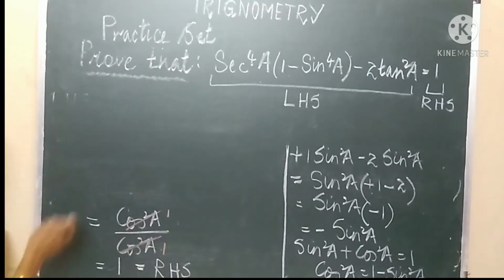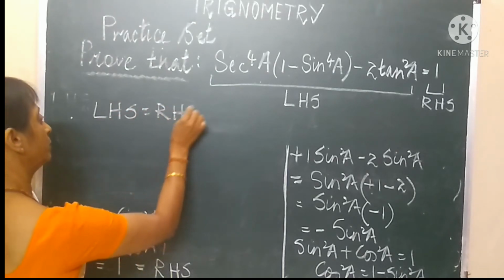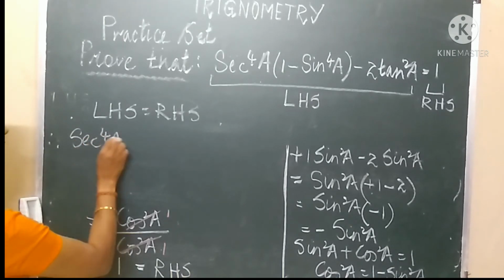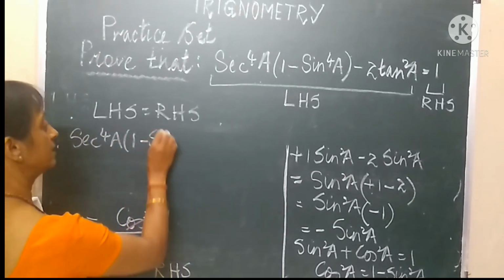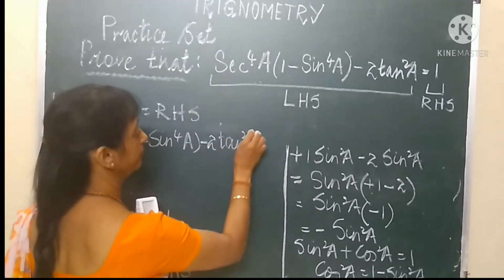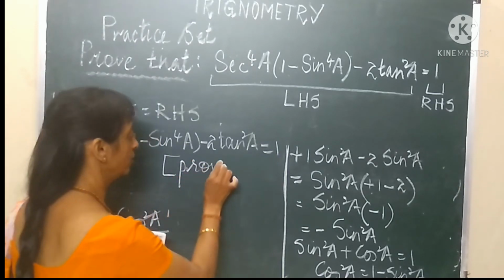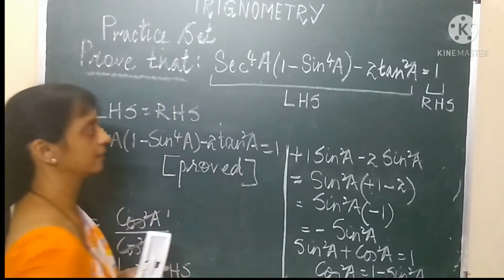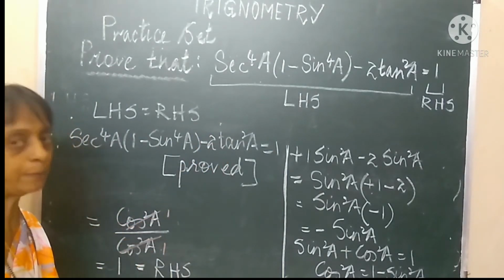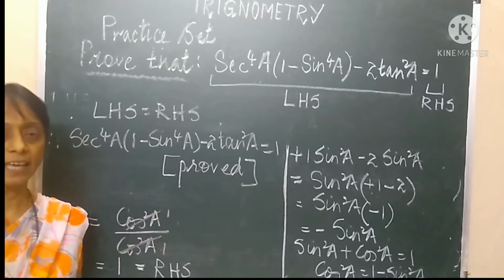So over here we can just say that left hand side is equal to our right hand side. Therefore, sec raised to 4a minus 7 raised to 4a minus 2 tan square a is equal to 1, as we have proved it. So we started with the left hand side and ultimately reached a step where the last step tallies with your right hand side answer.